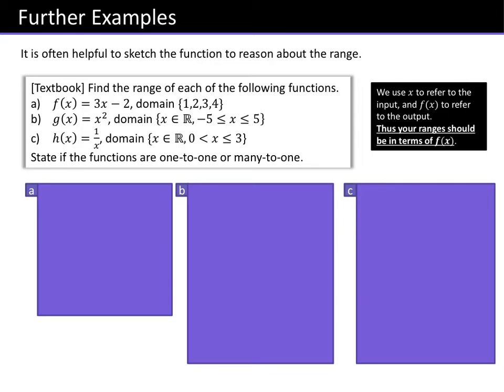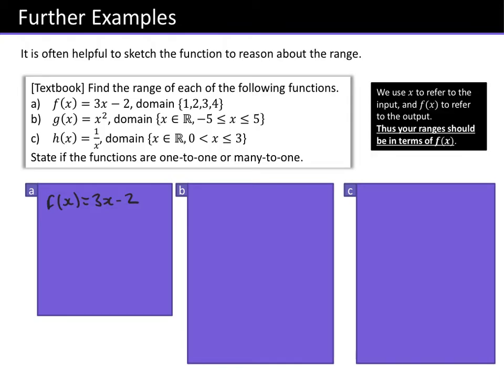So then, moving on to an actual exam style question, now that we've got the skills, knowledge and understanding. It says, find the range of each of the following functions. For the first one, it's nice and easy. It says f of x equals 3x minus 2, and our domain, which is our possible set of x values, is 1, 2, 3, 4. So to find the range, I literally just need to put in 1, 2, 3, and 4, and then I'm going to get an output of y values.